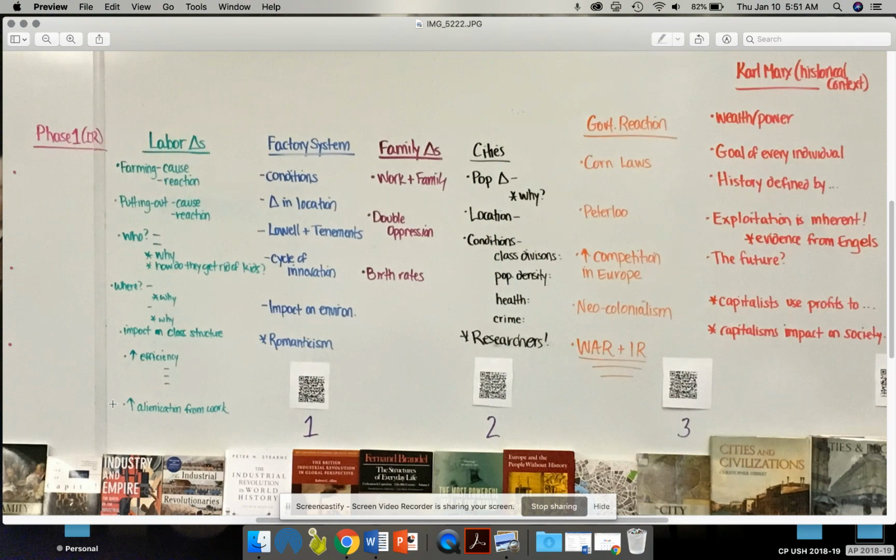At the same time, the factory process with the assembly line, with the specialization that Adam Smith had observed, where you're just doing one part again and again, it becomes mindless. It becomes numbing.